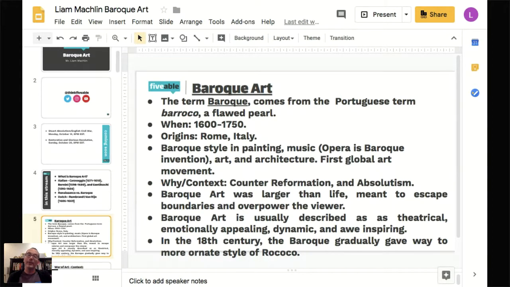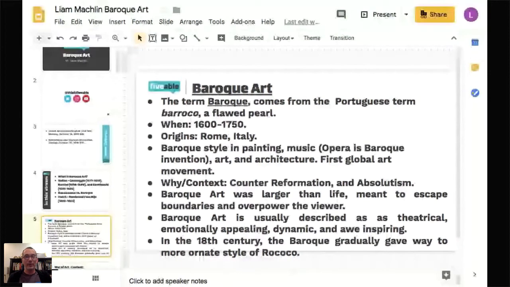Like the Renaissance, it started in Rome, Italy. Now, Baroque is not just about painting and art. It also includes music. A lot of people do not know that opera is actually a Baroque invention, and there were many famous artists that created during that time. It's also in architecture, so it's basically the first global art movement.